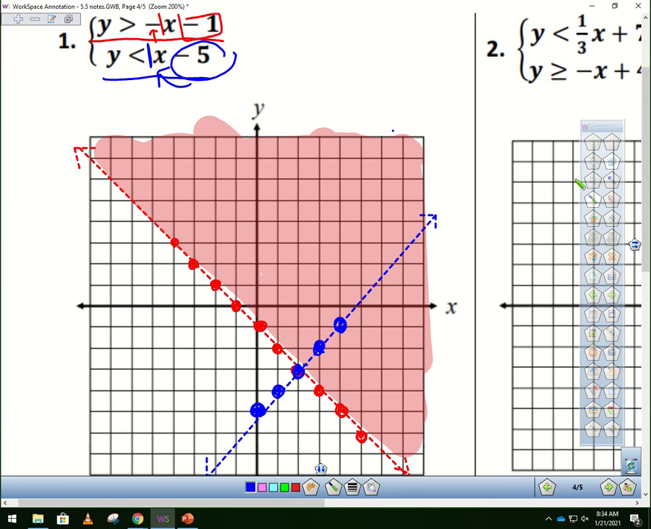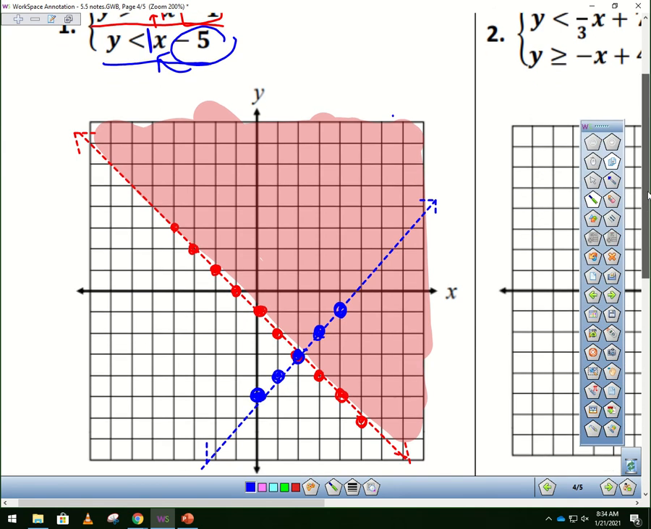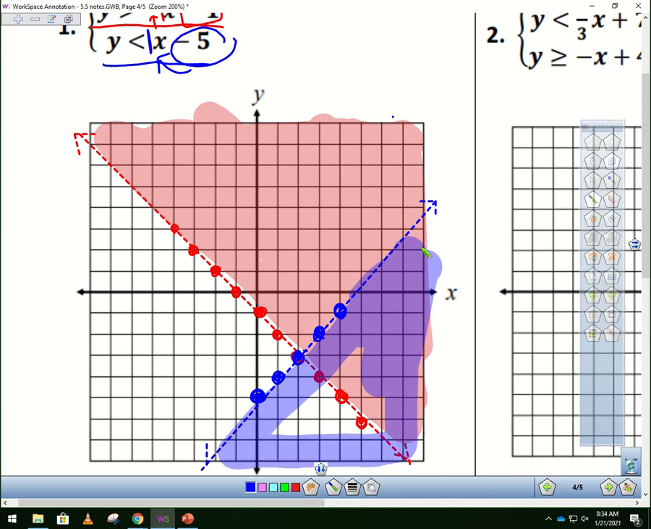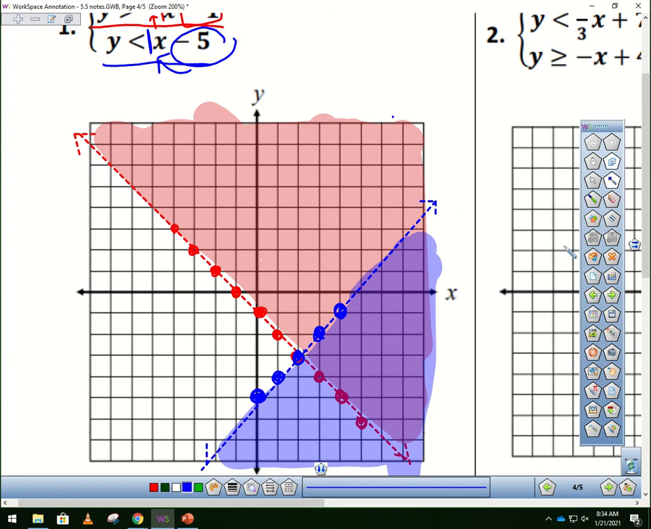So y is less than. Am I shading above or below? Below. When it's less than, you shade below. Now it's a triangle. All right. Wait, what kind of triangle is that again, miss? Right. All right, so let's talk about what we get as our answer.